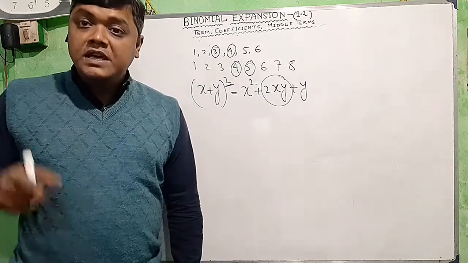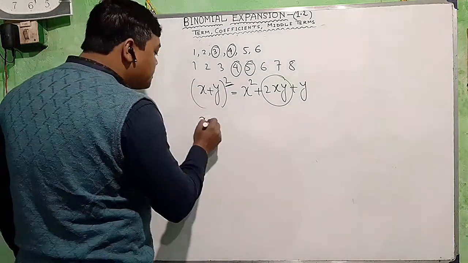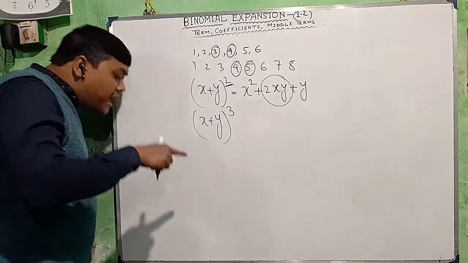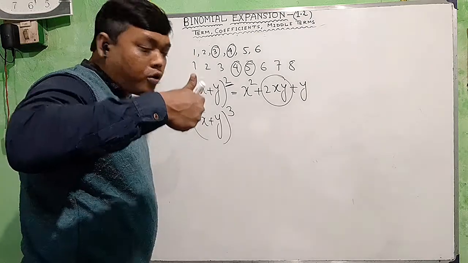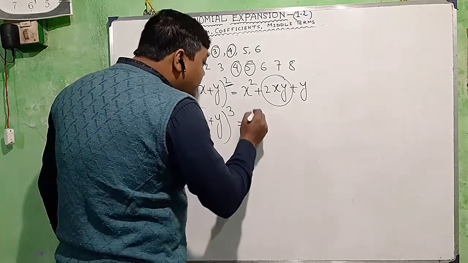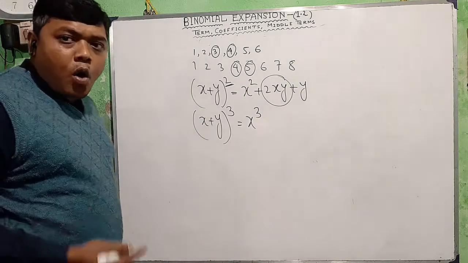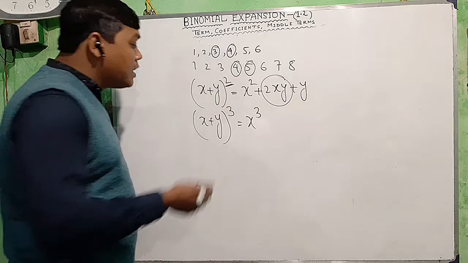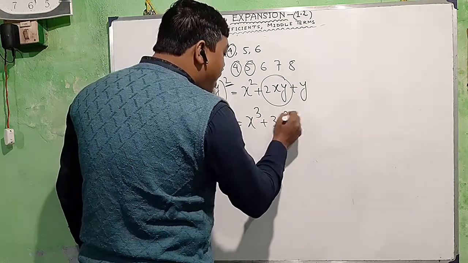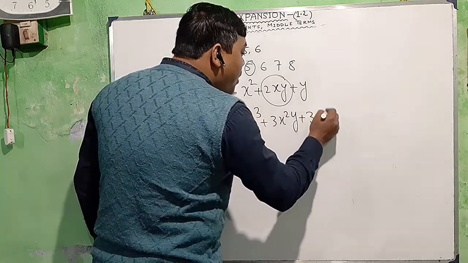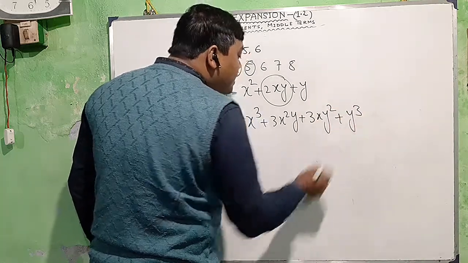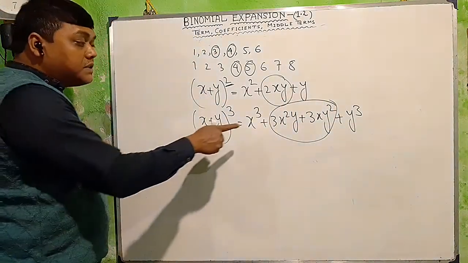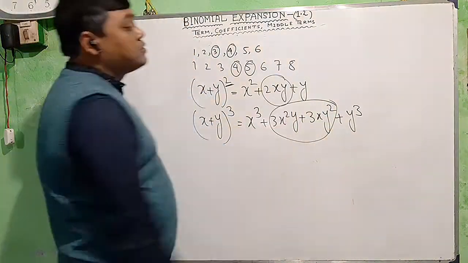If n is odd, that means (x + y) whole cube. If n is odd, that means the index in the expansion is odd, then you will get an even number of terms, because you always get one more term. So you will get 3 plus 1, 4 terms. So that's x cube plus 3x square y plus 3xy square plus y cube. So there are 2 middle terms, because 4 terms are present here. The middle terms are 3x square y and 3xy square.